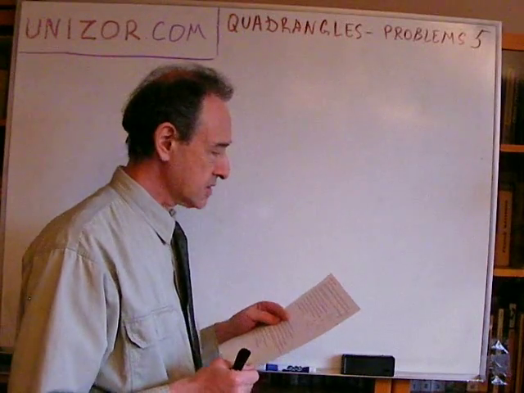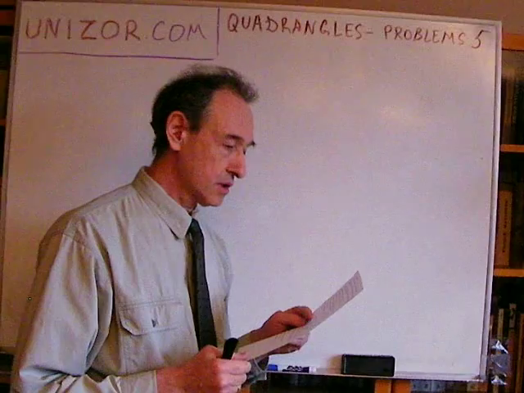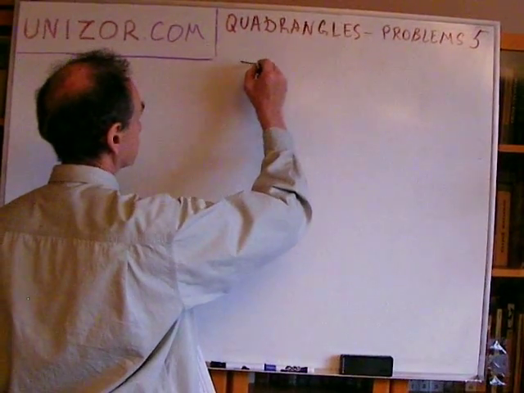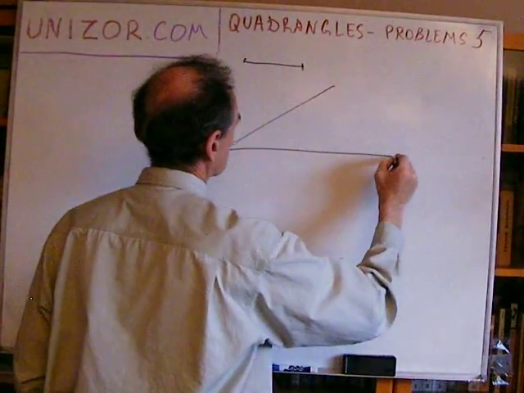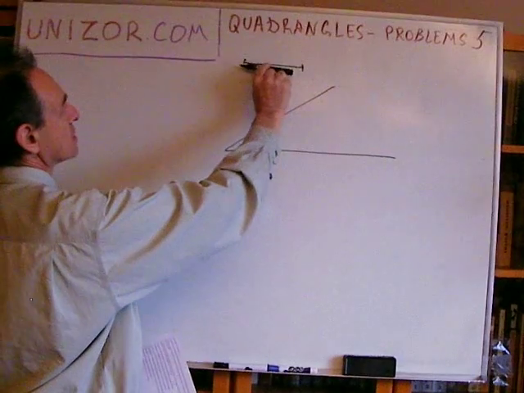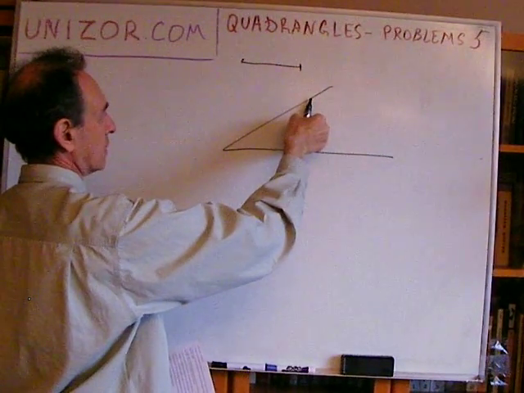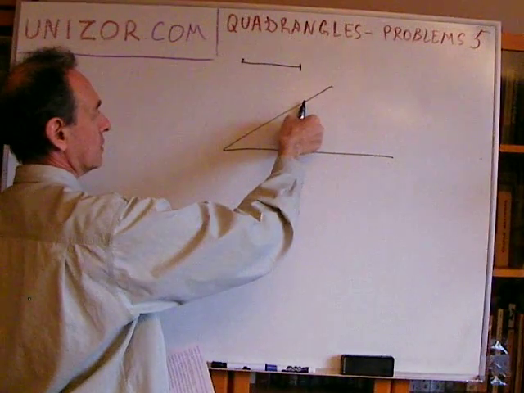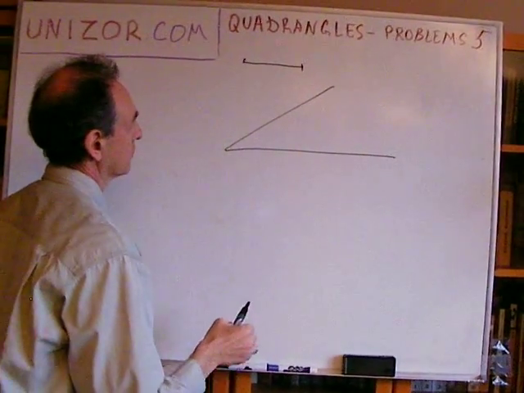Position a given segment between the rays that form a given angle perpendicular to one of these rays. Okay, so I have a segment, and I have an angle. I have to position this segment into this angle so that it touches basically both sides of the angle and perpendicular to one of these. Well, here's how we do it.